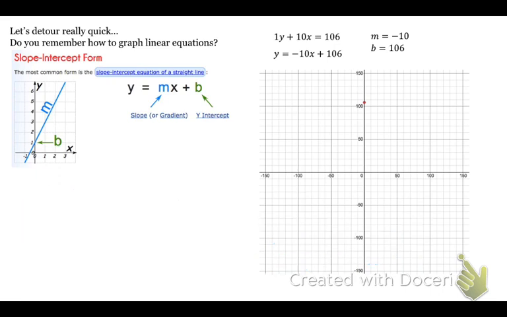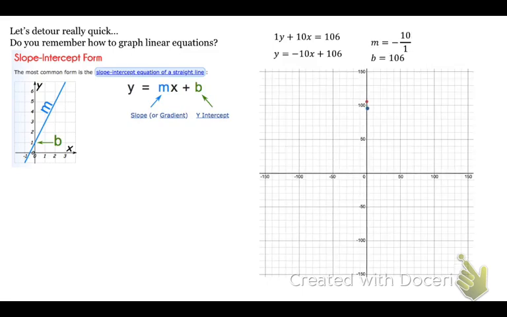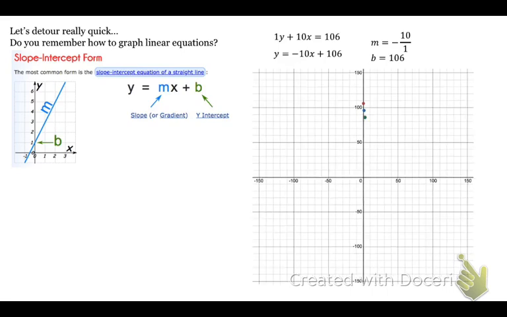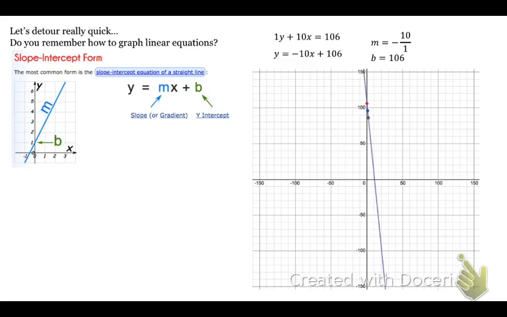Okay, so I go up 106, and there's my first point. Then my slope is negative 10. So remember, I could write that over 1. So that means I'm going to go down 10 and then over 1. And you always just go over to the right. Okay, so you go down 10 over 1, there's that next point. Down 10 over 1, there's the next point. Then I can just draw a line through that.